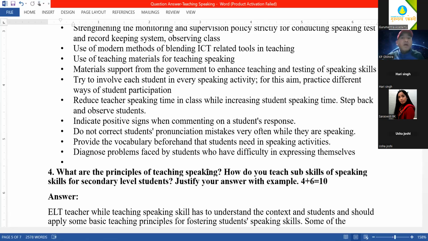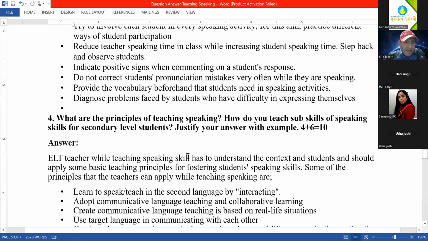So we have to ignore it. If it is haphazard or not conveying the message, at that time we need to remind them, otherwise let it be. Provide vocabulary and expressions beforehand so that they can use them and speak. And we need to diagnose the problems faced by the students, where they are having difficulties. At that time we can help them.